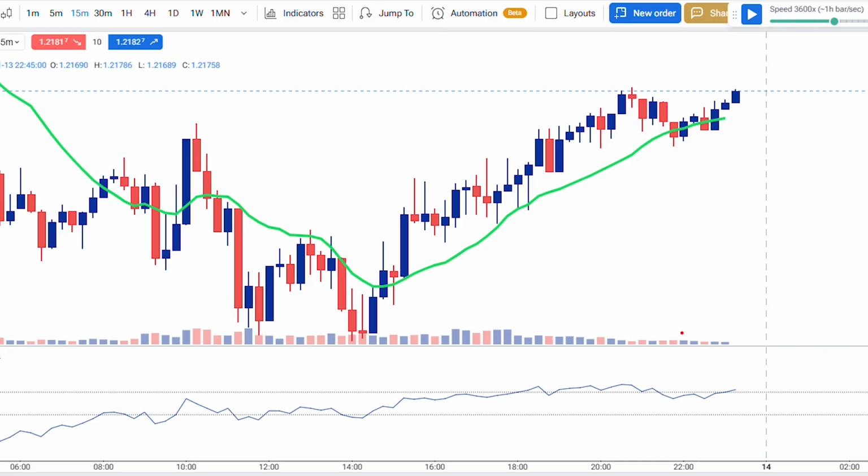So here's an example. Here we have the RSI crossing above level 60 right here, and then we can see that the price has just crossed the VWAP going to the upside.